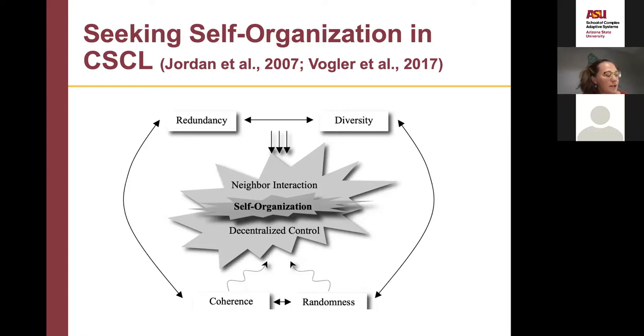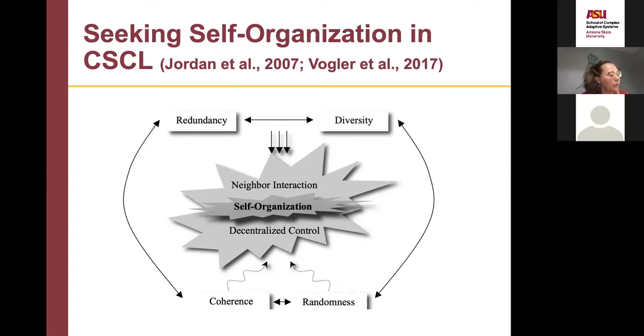So I first started seeking self-organization by examining the discourse of collaborative learning groups in online learning, open-ended discussions of course readings in university courses, such as educational psychology courses. We adapted a model by Davis and Sumara, arguing that in order for emergence to occur in a self-organizing learning system, you need internal redundancy and diversity, coherence and randomness, decentralized control, and neighbor interactions. And we believe that those are available in open-ended classroom discussion.